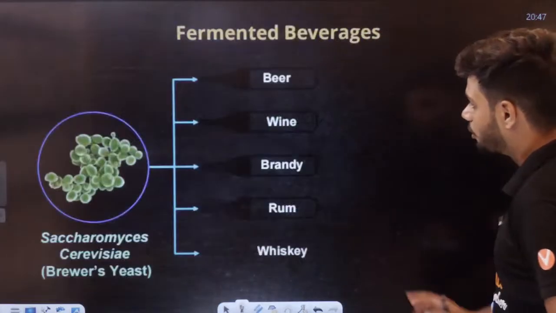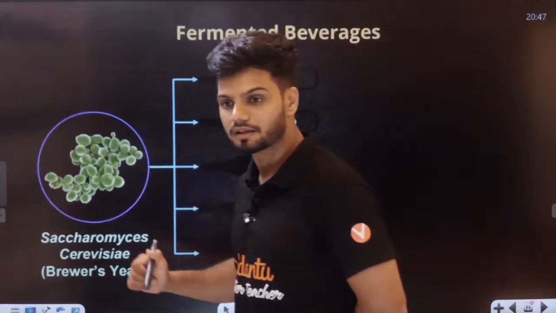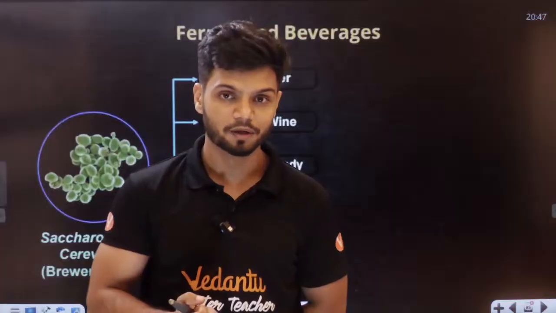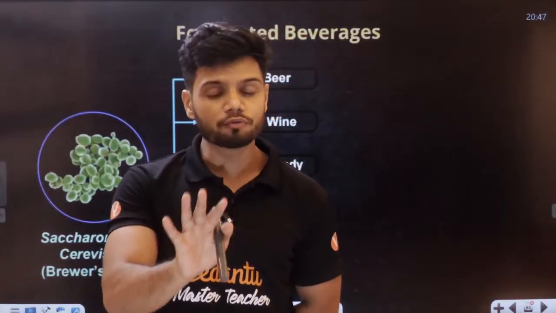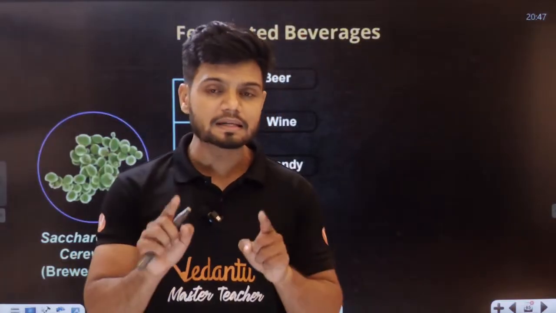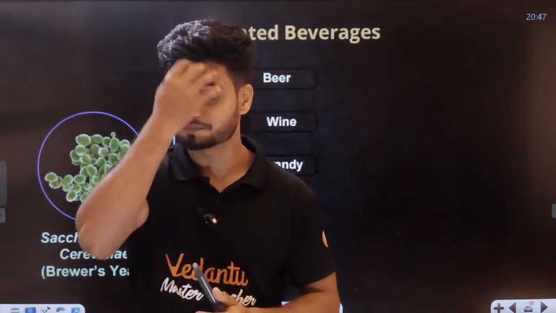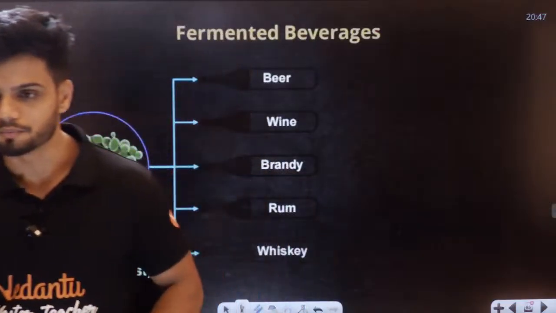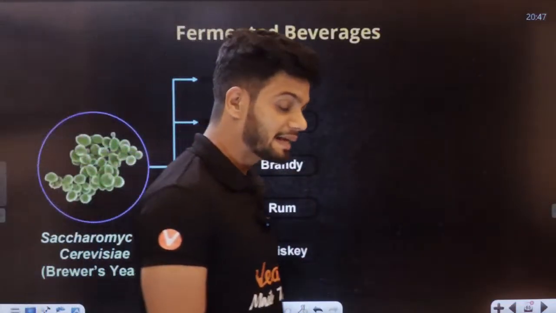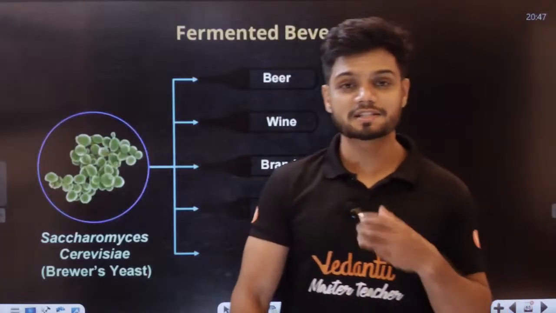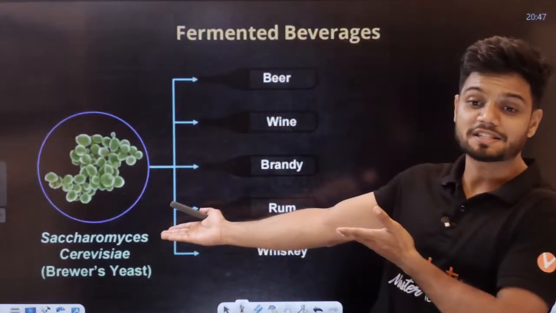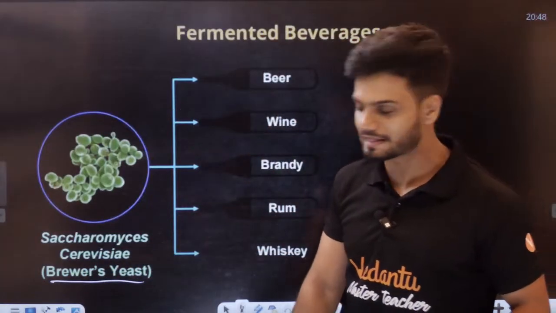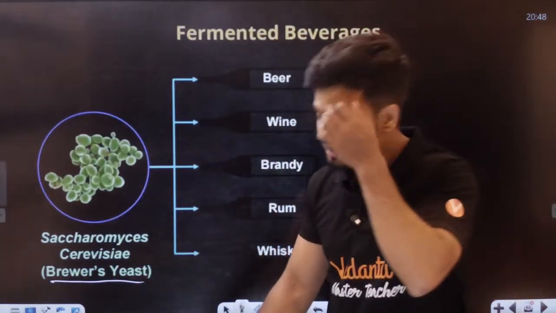Now, students, what about fermented drinks? What is the bacteria involved in fermented drinks? For an example, all of you know baker's yeast. This baker's yeast has a cousin brother. The cousin brother is called brewer's yeast, Saccharomyces cerevisiae. It is the yeast thing only.